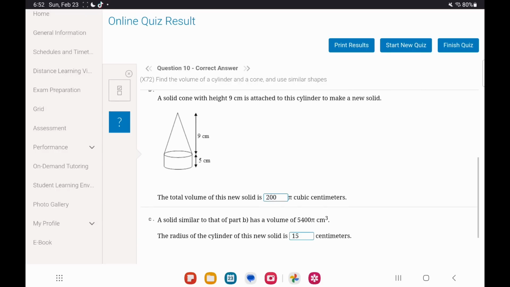Now, going to the next part, they want the total volume. So they want the volume of this plus the volume of the cone, okay? We already know the volume of this cylinder here, which is 125 pi. Now let's find the volume of the cone. The volume of a cone is 1/3 pi r squared height, okay?